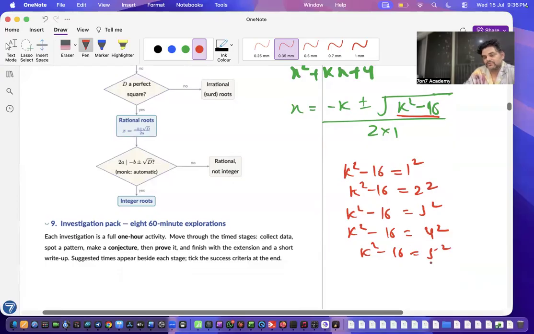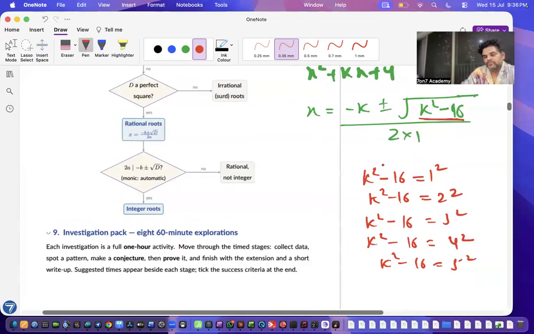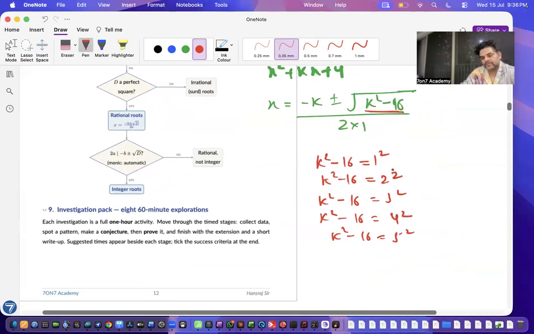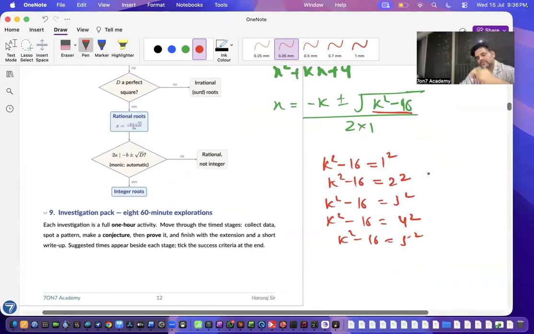Now see, integral root. If you move this to the other side, what is the k value? Sir, it won't work for k squared minus 16 is equal to 5 squared, because if you move it to the other side, it will be 41, not a perfect square. For which one you're saying? For k squared minus 16 is equal to 5 squared. So what k value takes such that this is 5 square? Whatever you take, at the end it's not going to be a perfect square.